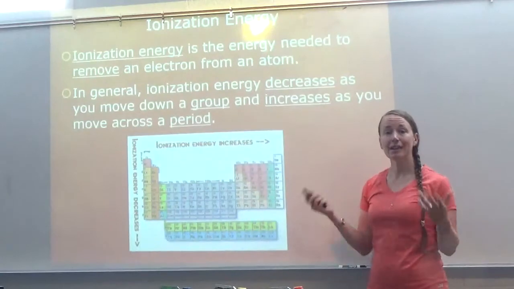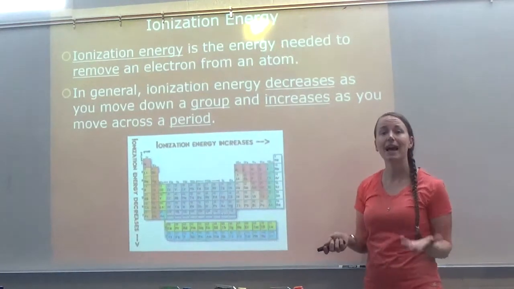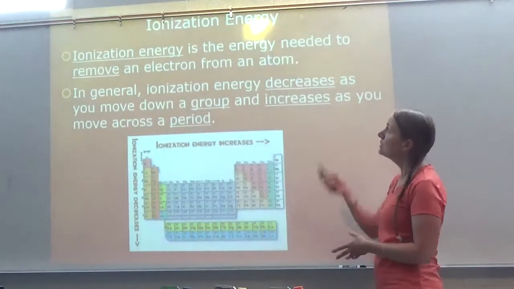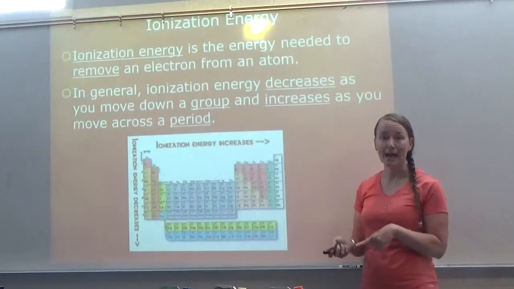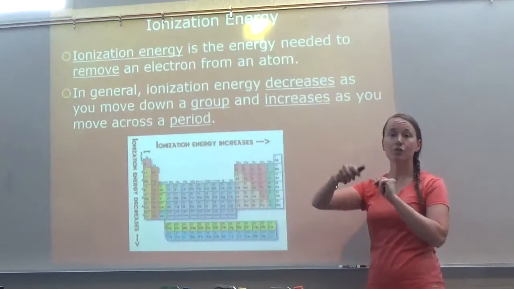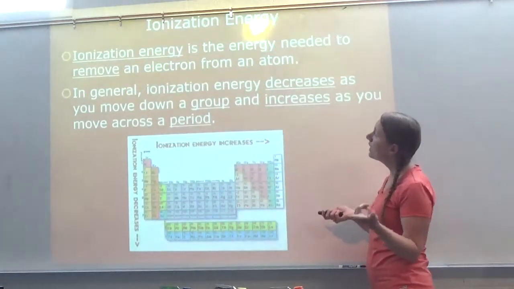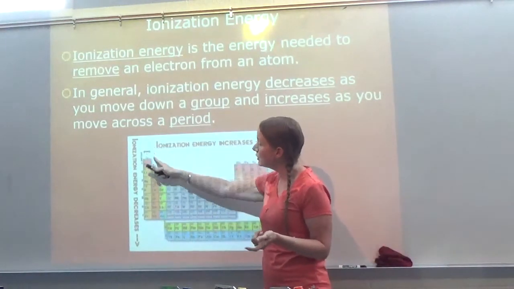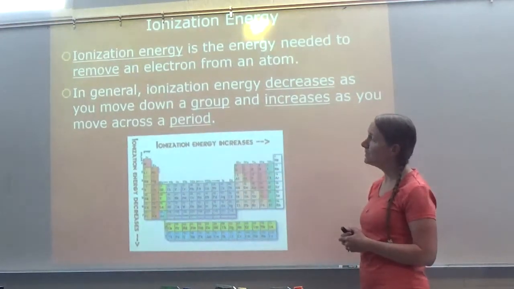So our next trend deals with ionization energy. So now we know what an ion is. It's an atom that has lost or gained electrons. So ionization energy is the energy needed to remove an electron from an atom. So it has all its electrons, we're trying to take one away. How much energy would that take? In general, ionization energy decreases as you move down a group and increases as you move across a period.